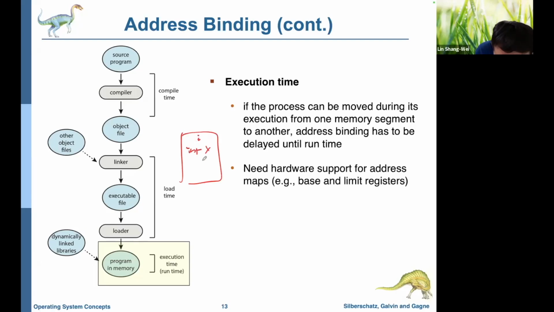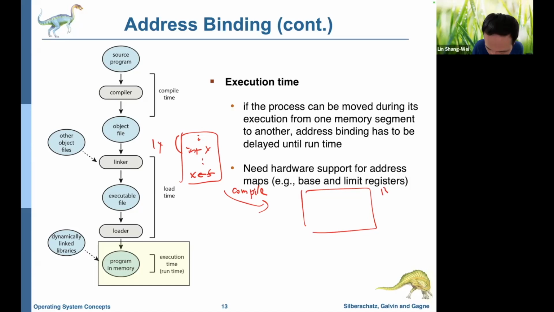So you have integer x here, and you want to change x to 5. Again, this is 14 bytes. When you do the compilation, the compiler also generates this relocatable file as well. So this is b plus 14. You want to change the value to 5.